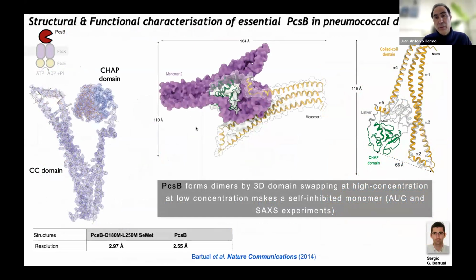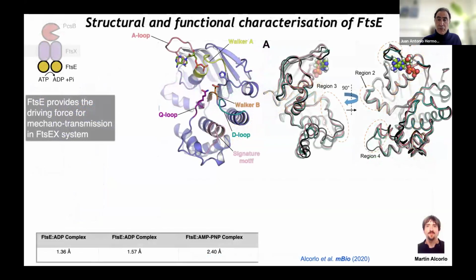Interestingly, in our crystal structure, we observed that the protein was making a dimer in such a way that this dimer is formed by 3-domain swapping, presenting the active site occluded by the coiled coil of the dimeric partner. Even at low resolution, we observed that the active site of PCSB is inhibited by the coiled coil. So very likely, this protein requires the activity of the FTSEX system in order to activate or release the catalytic domain. So we continued this study with the structural and functional characterization of FTSE.